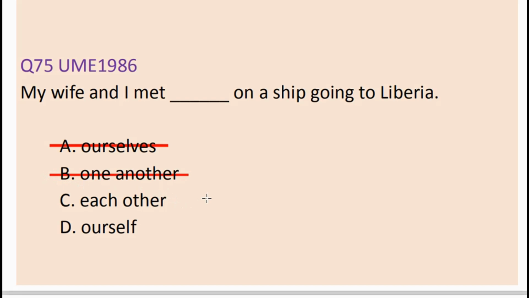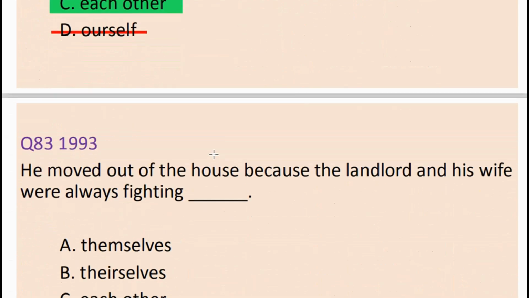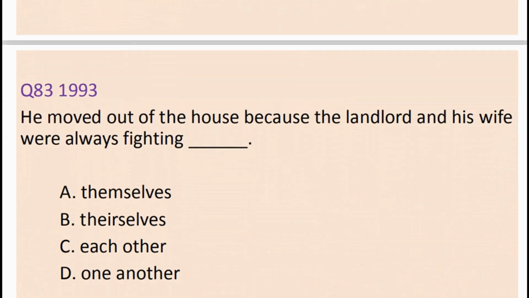Option C, each other. Well, this is correct. This means my wife met me and I met my wife. My wife and I met each other on a ship going to Liberia. That is the correct option, each other. Option D, ourself. Ourself is also wrong. It is one of those reflexive pronouns I told you do not exist. Reason is that our is plural, then self is singular. That does not exist.